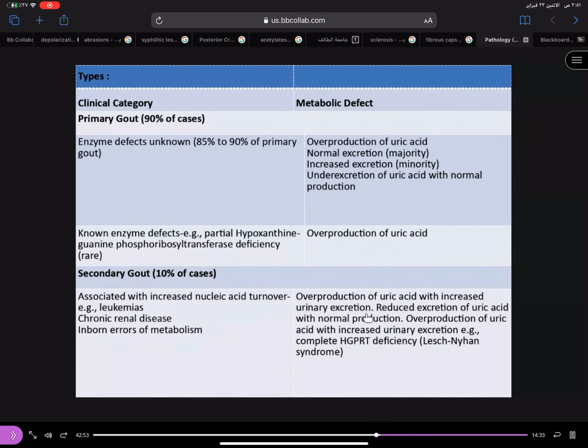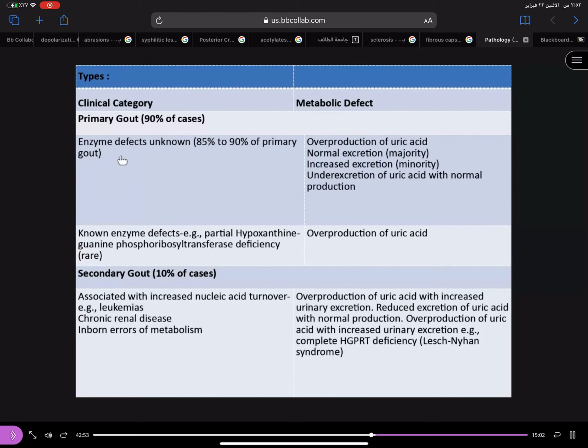So if we make it simple, it is overproduction of uric acid. If the kidney is working normally, it will also be excreted more in the urine. But you should keep in mind it is overproduction of uric acid. So regarding the type, I will brief, just note it down. It is primary and secondary. Okay, remember this. Mostly it's primary, 90%, and a few of the time it's secondary.